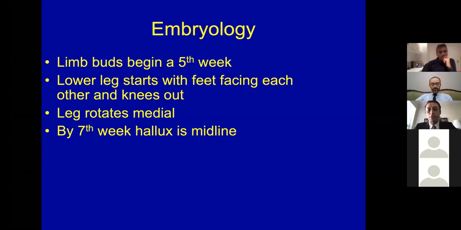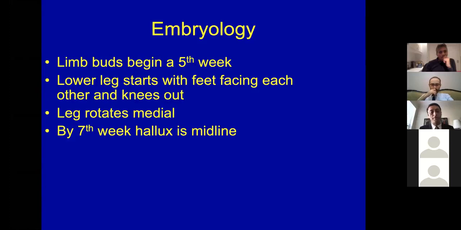Just a brief introduction about the embryology of babies when they're growing intrauterine. The limb buds begin around the 5th week. The lower leg starts with the feet facing each other and the knee facing out. At a certain amount of growth in utero, the leg rotates medially with the big toe facing medially, and the upper extremity rotates the other direction.